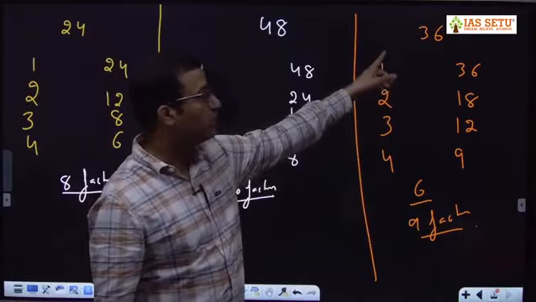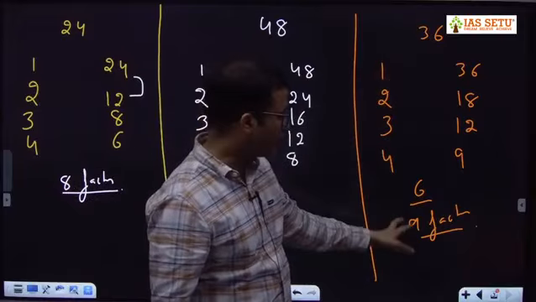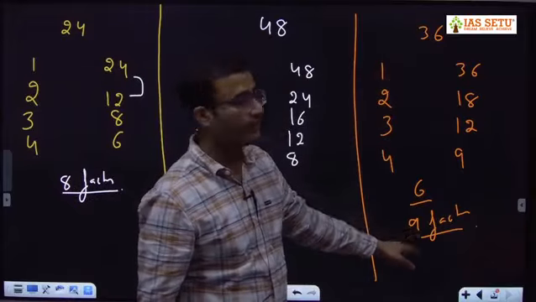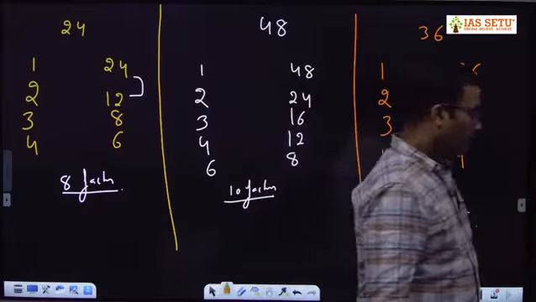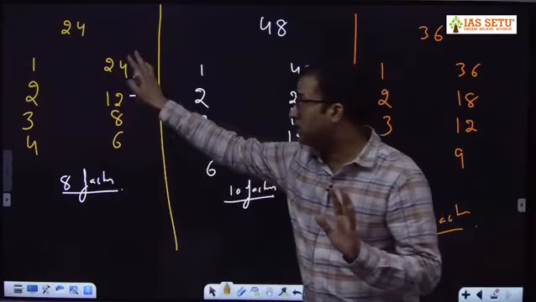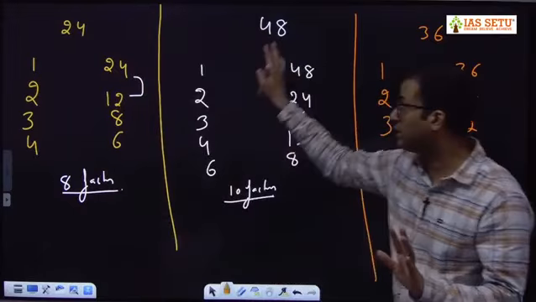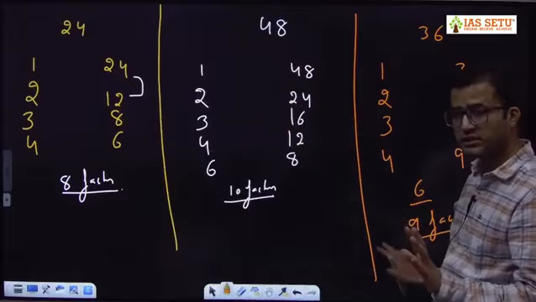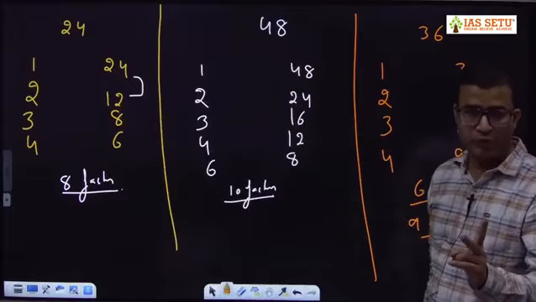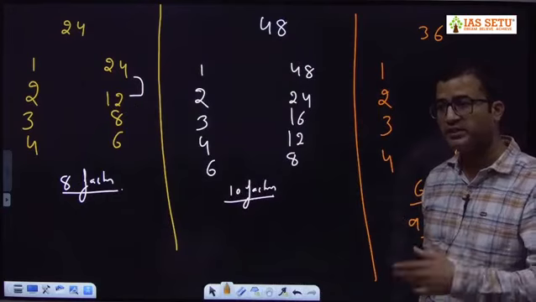Yes, this is a square number. Square number के factors odd होते हैं. Now, is this point clear? 24 has 8 factors, 48 has 10 factors, 36 has 9 factors. You write two observations. I will take two or three extra examples so that you can understand.